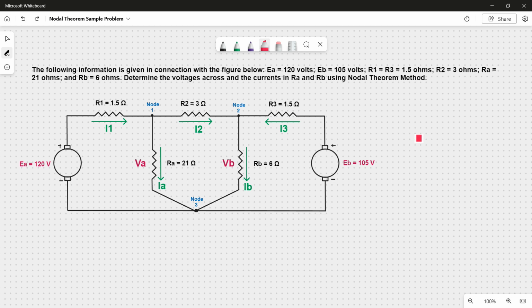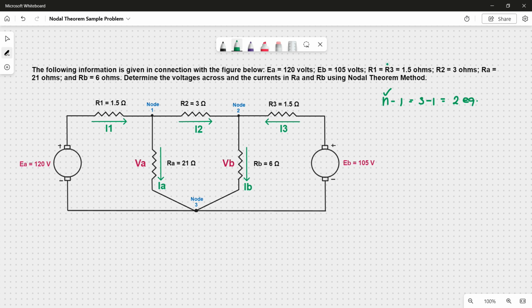For this procedure, every junction in the network that represents a connection of 3 or more branches is regarded as a node. Moreover, considering one of the nodes as a reference or zero potential point, current equations are then written for the remaining junctions, node 1 and node 2. Thus, a solution is possible with n minus 1 equations, where n is the number of nodes. Since there are 3 nodes, 2 equations must be written to obtain the currents and the voltages across load resistors RA and RB.